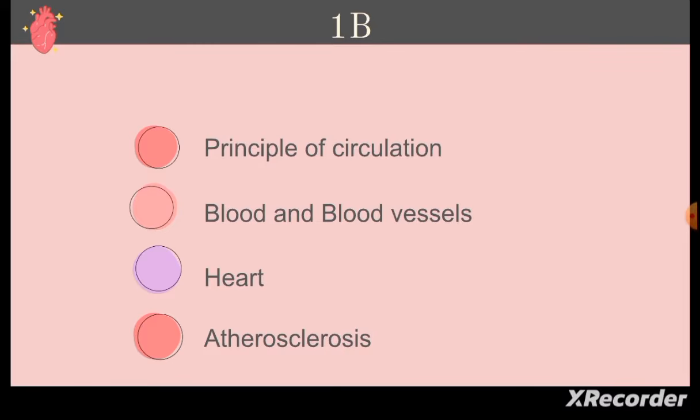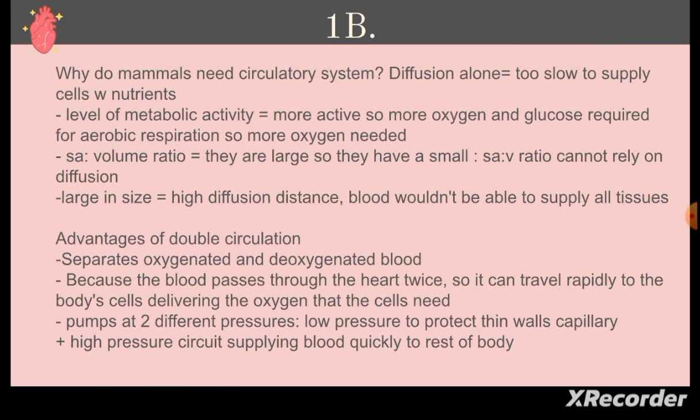Here we have 1b, it's about circulation, blood vessels, heart, and atherosclerosis. These are two very important questions: why do mammals need the circulatory system, unlike insects, for example, and the advantages of double circulation? Please memorize these before your final exam.